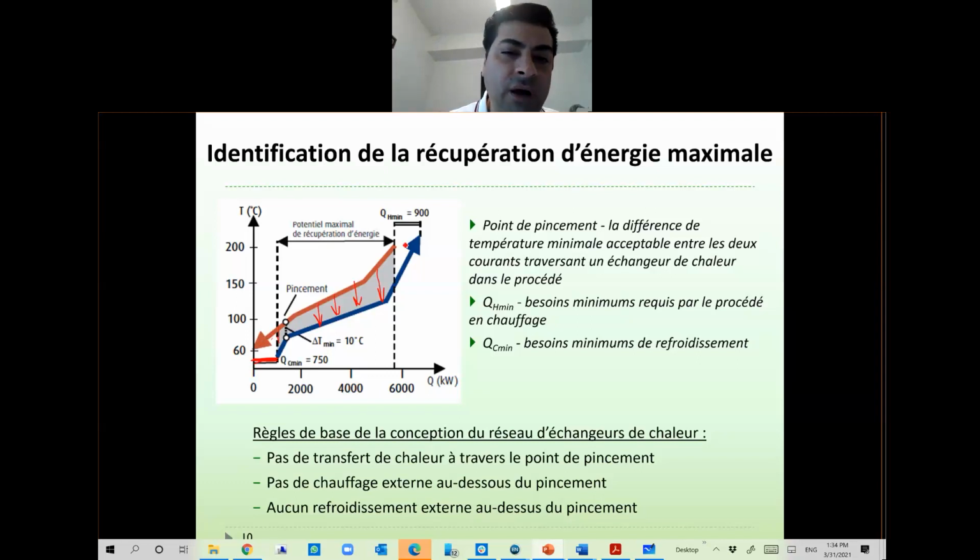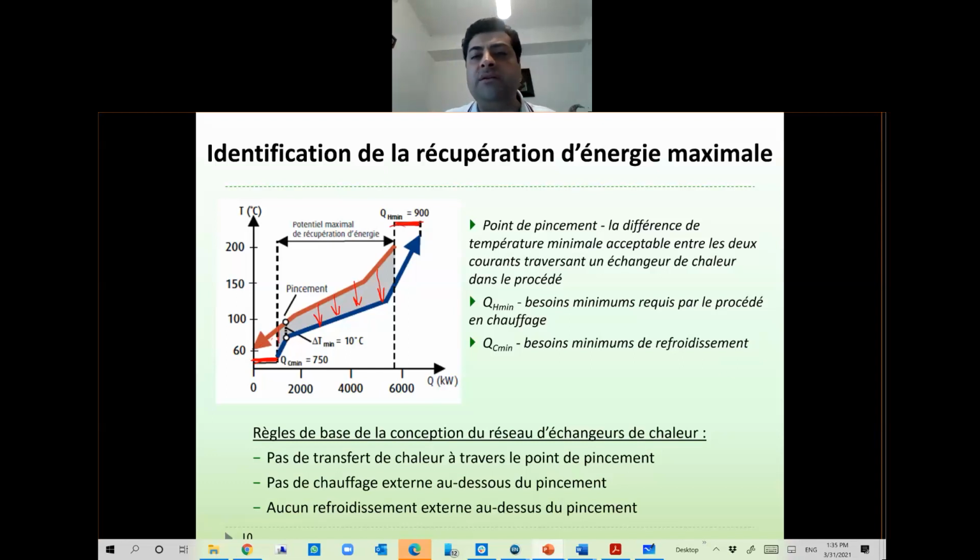And for the upper part, you see that you have a segment of the cold composite curve, which is not overlapping with the hot streams. So this part requires a utility like vapor, for example, in order to be heated. So again, you need to design a heating utility, a heater in general, in order to heat up the remaining part of the cold stream.